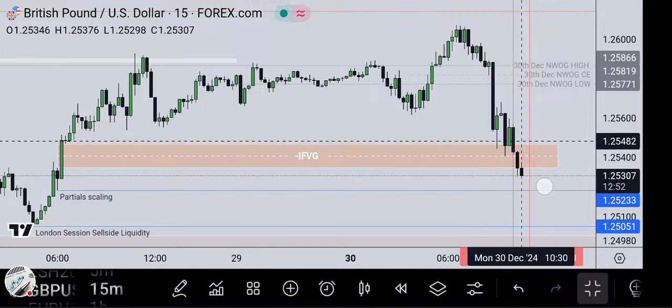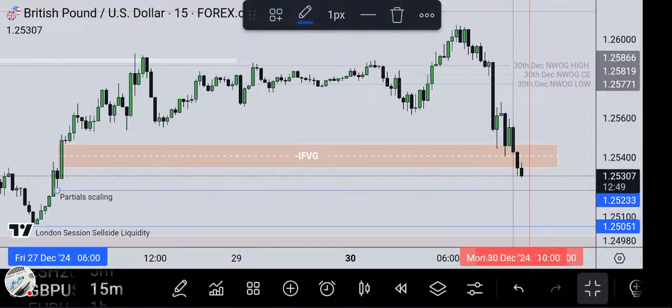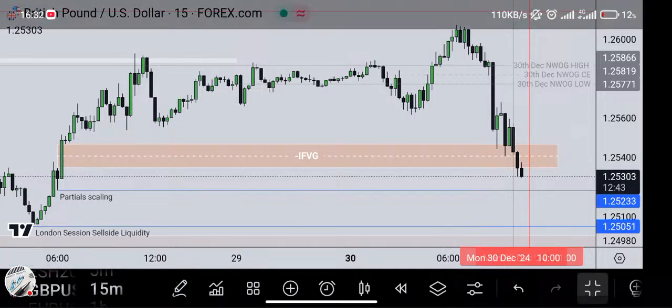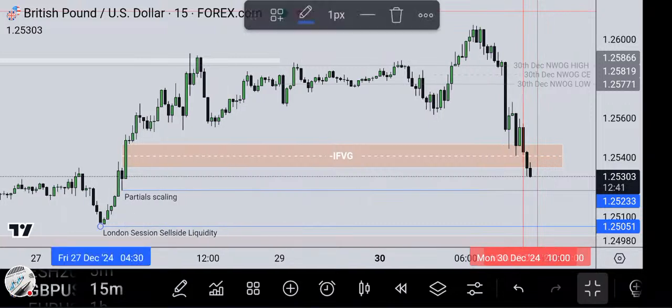I've said it over and over. So where do I want to see price go now? 1.25233. That's where I want to see price going. And once price gets there, I might get ready to end the stream. Eventually I want to see the draw on liquidity, the London session liquidity at 1.25051. So I want to see price go in there.